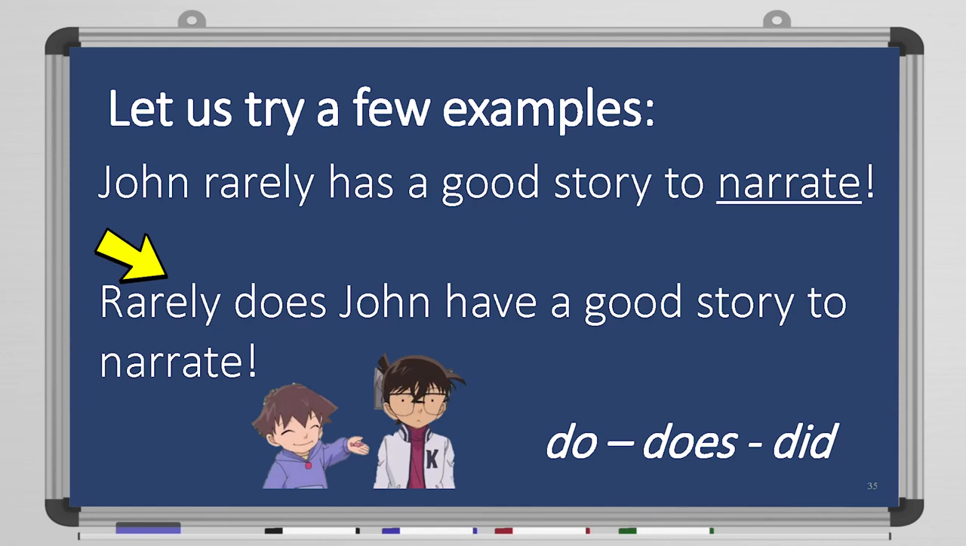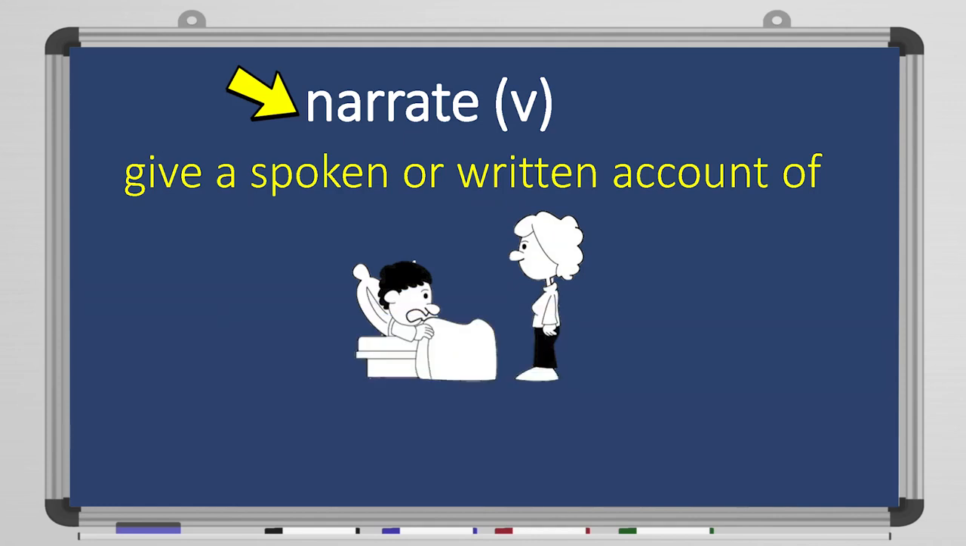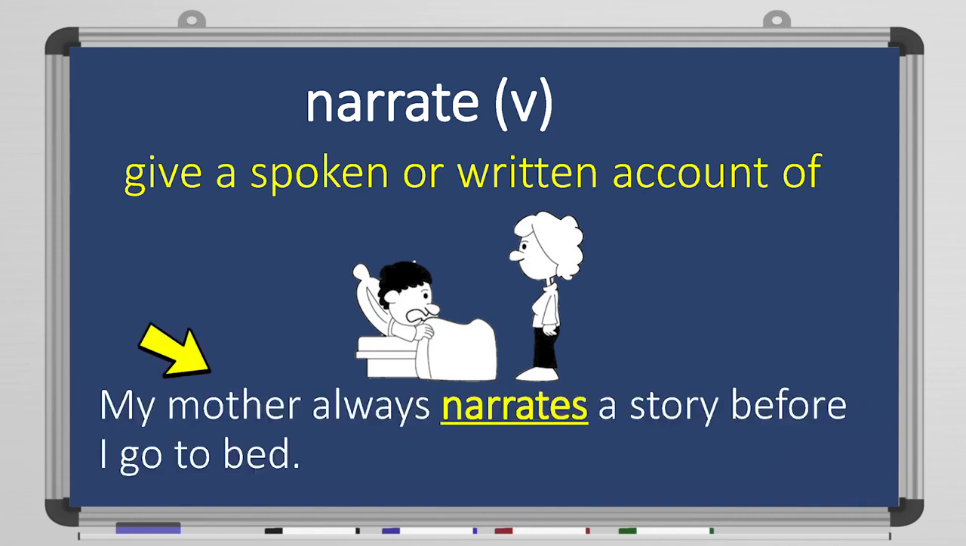Yes, you're correct. We use have because we're talking about John and we're not using I, the singular I. Now, rarely does John have a good story to narrate. What's narrate? Narrate is when you have a story and you're giving a spoken or written account of something. You know, when you watch a movie and there's a narrator telling you the story in a spoken account, this is narrate. Narrate is the verb and the narrator is the noun, the person who tells the story. For example, my mother always narrates a story before I go to bed.